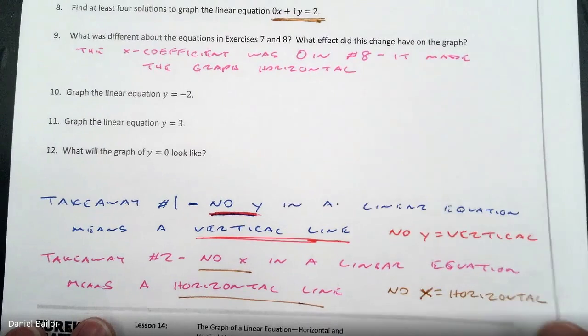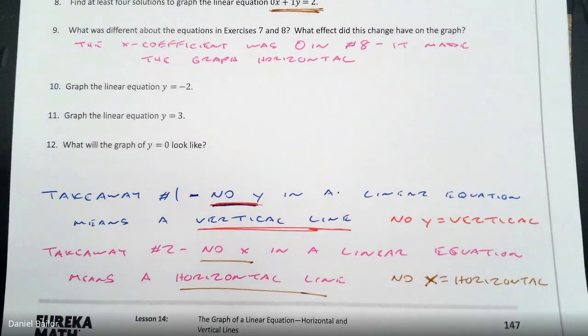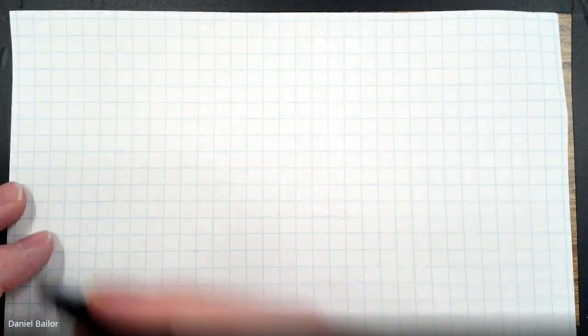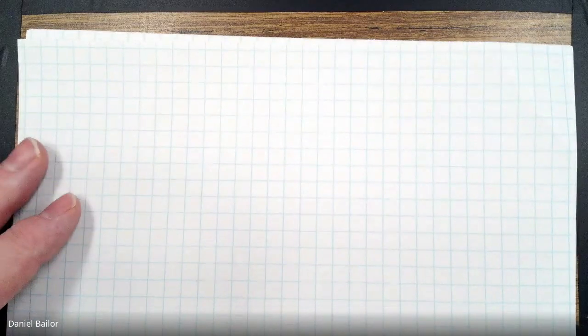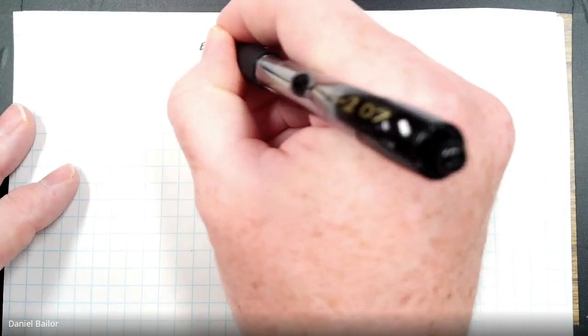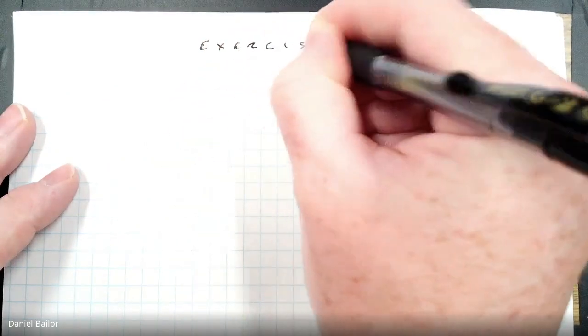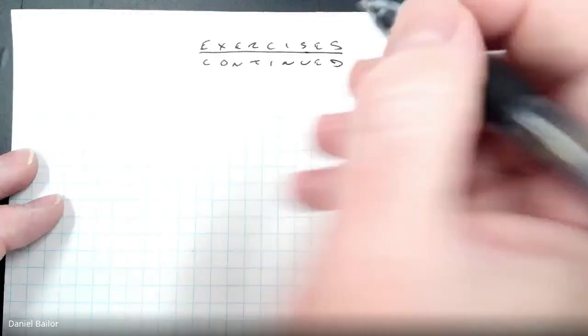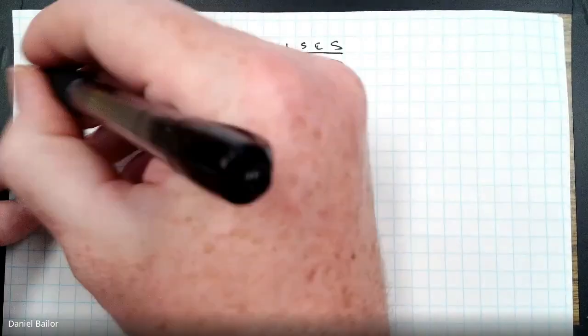Number 10, 11, and 12, our last set of exercises. For number 10, it says to graph the equation y equals -2. So let's build another table. I'm going to need a third page because I'm not writing on the back. If you want to save some paper, you can always write on the back of your graph paper. Here's the exercises, continued onto a third page. Let's build a table for number 10.